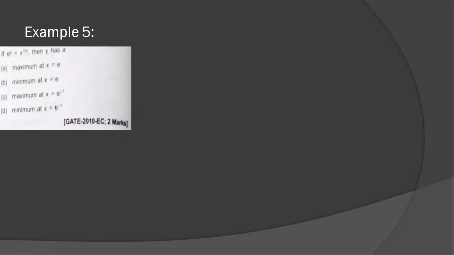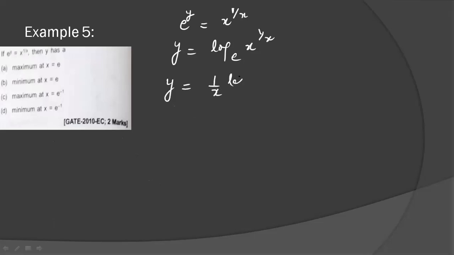Example 5, this is a very famous problem. E to the power y is equal to x to the power 1 upon x. Then y can be written as, if you take the log on the right hand side, x to the power 1 by x, or y is equal to 1 upon x log x. If you do the differentiation, dy by dx will be, over x square, x into 1 upon x minus log x.